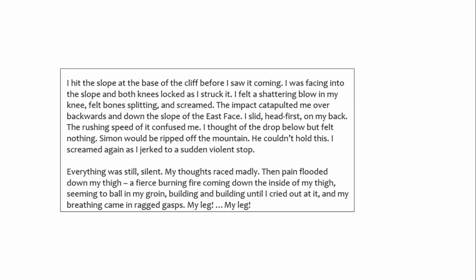The rushing speed of it confused me. I thought of the drop below but felt nothing. Simon would be ripped off the mountain. He couldn't hold this. I screamed again as I jerked to a sudden violent stop. Everything was still silent, my thoughts raced madly. Then pain flooded down my thigh, a fierce burning fire coming down the inside of my thigh, seeming to ball in my groin, building and building until I cried out at it, and my breathing came in ragged gasps, my leg.